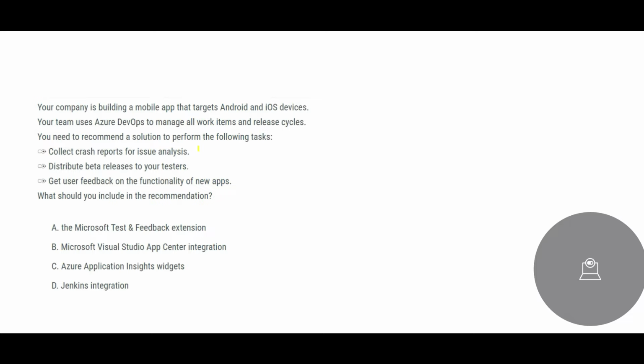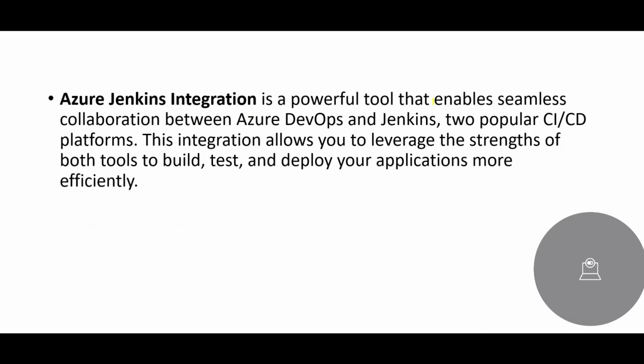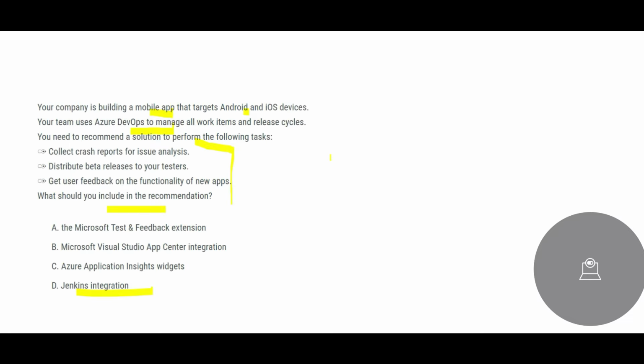Let us look at this next question. Your company is building a mobile app. Mind you, they are building a mobile app for Android and iOS devices. Your team uses DevOps to manage your work items and life cycles. So these are the tasks you have to perform, and what should you include in the recommendations? So what is Jenkins integration? First, it is a powerful tool, but it is only about the CI/CD pipeline, and it will not help you with collecting crash reports and so on. Its primary focus area is CI/CD, so that's why this will not work.